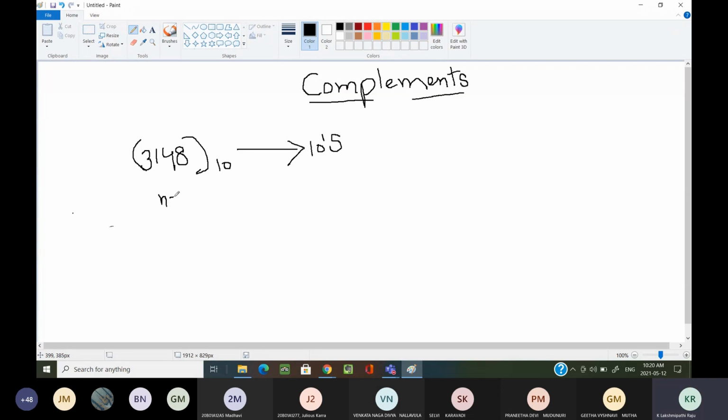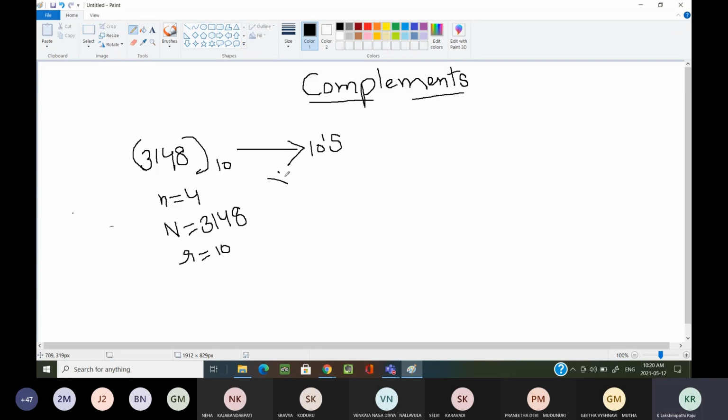Small n here is 4. Capital N equal to 3148. R, the radix, equal to 10.